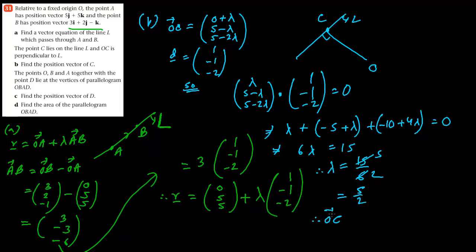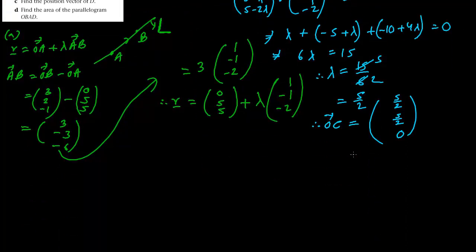Now we can find the coordinates of C by putting in the value of lambda. Lambda is 5 by 2, then 5 minus 5 by 2, 5 by 2 means 2.5, 5 minus 2.5 is 2.5, meaning again 5 by 2, and 5 minus 2 times 2.5, 2 times 2.5 is 5, 5 minus 5 is 0. So we have found the position vector of C. It is going to be 5 by 2 i plus 5 by 2 j plus 0.